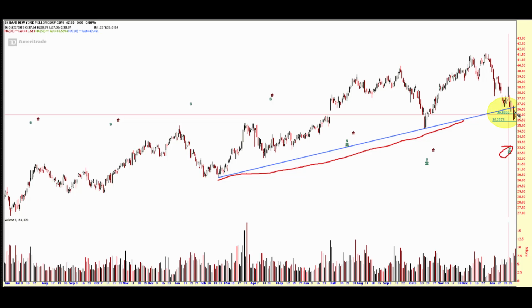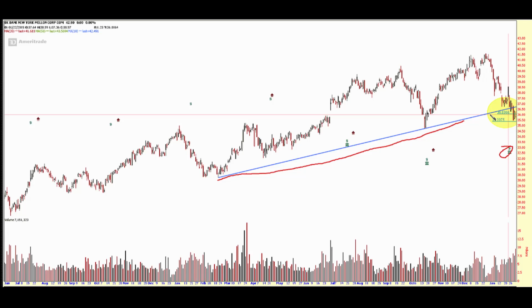So what you do is you wait for the turn. Don't be too impatient. You've got to wait to let the stock show you that there's some form of buying or slowdown of the selling before you take a particular position.